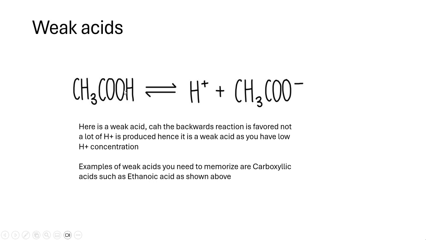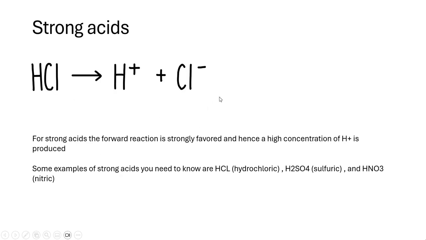Why? Because it's barely dissociated. You get it? So that's what makes it a weak acid. You're not making a lot of H plus ions. That's what makes it weak. You get it? So examples of weak acids you need to memorize are carboxylic acids such as ethanoic acid, which is shown above.